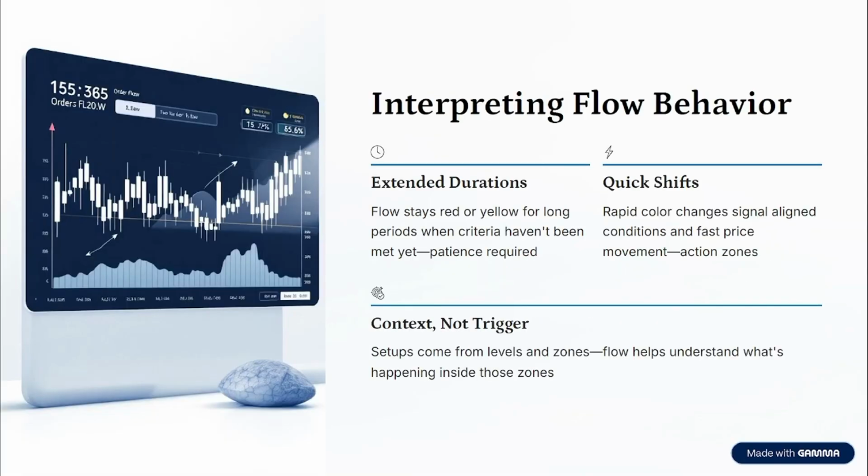Interpreting flow behavior. Throughout the day, you may see extended durations where the flow stays red or yellow for long periods of time. This occurs when criteria hasn't been met yet. Patience is required here. Other days, you'll notice quick shifts in the order flow, where rapid color changes signal aligned conditions and fast price movement occurs in action zones. Remember, setups come from levels and zones. The flow helps understand what's happening inside those zones. It is context, not a trigger by itself.